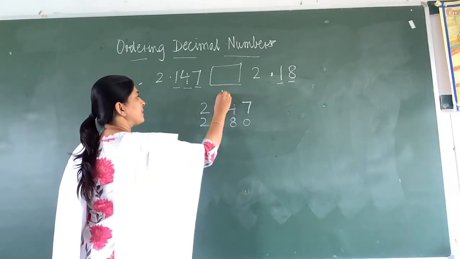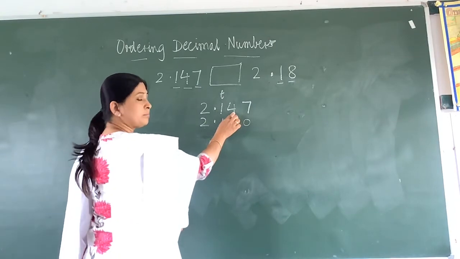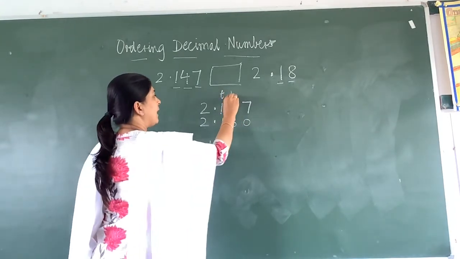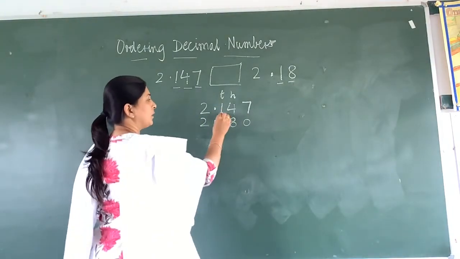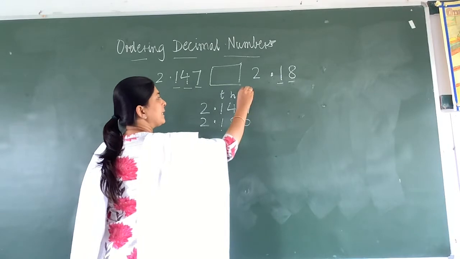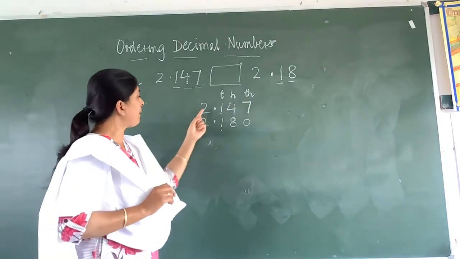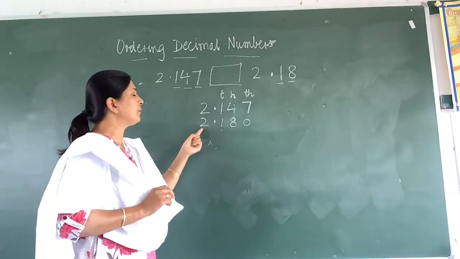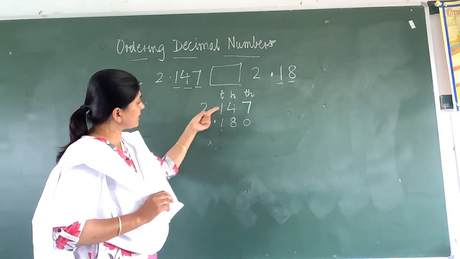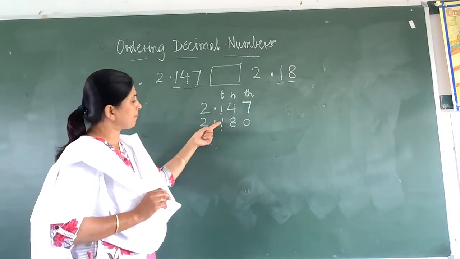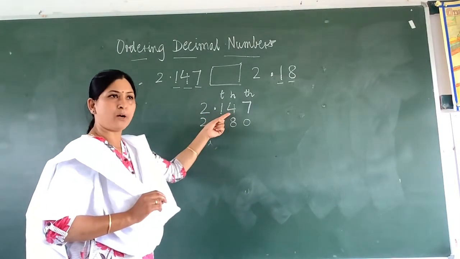See, let me write the places: small t for tens. The second digit after the decimal point is in hundreds place. Small h means hundreds. And the third digit after the decimal point is in thousands place. Small th means thousands. So we compare the whole number part. We found that both of them were the same. Now we will compare the digits in tens place. The digit in tens place in both the decimal numbers is 1. It is the same. So now we move on to the digits in hundreds place.